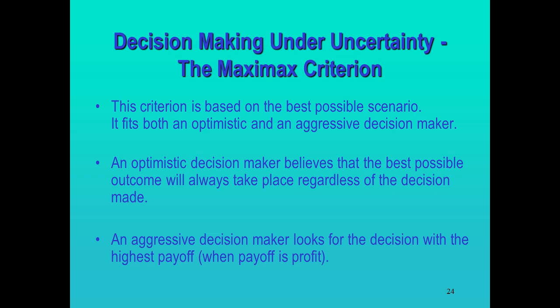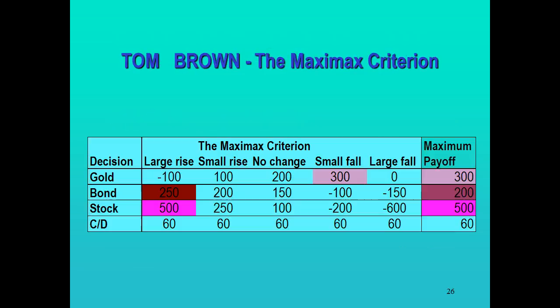This is for an optimistic, aggressive decision maker. Optimistic means you think the best possible outcome will always occur. And aggressive means you look for the decision with the highest payoff. And as the name implies, we're going to pick the maximum of all the maximums.